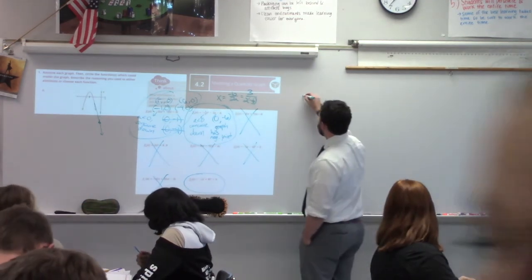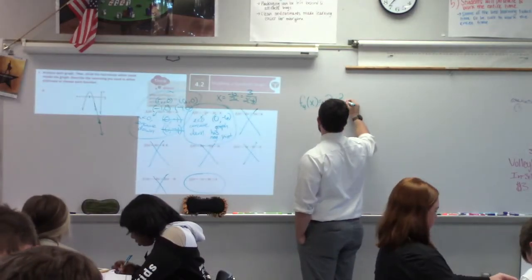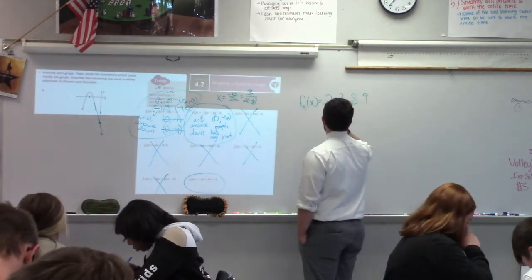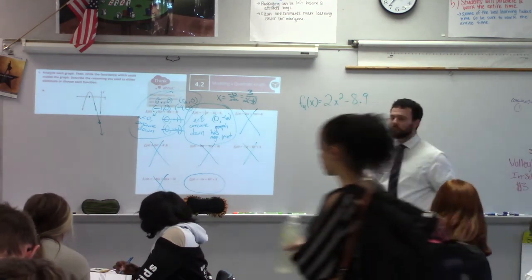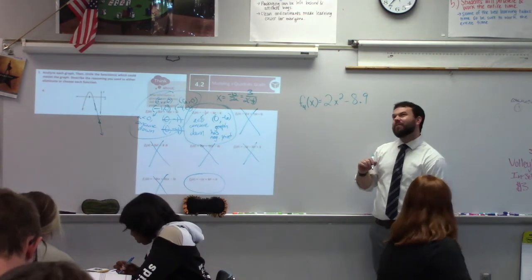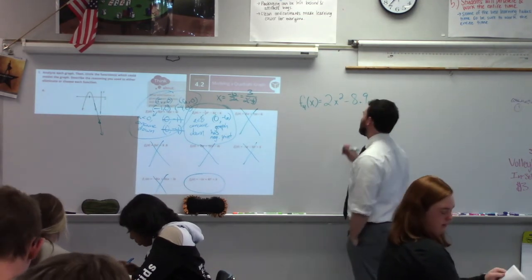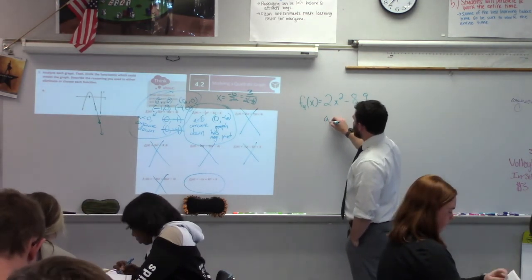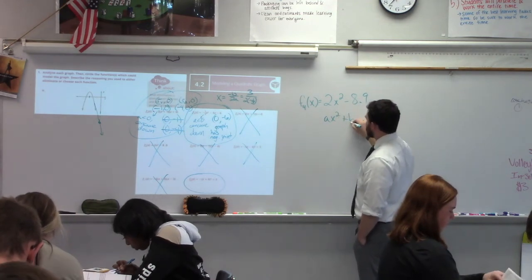F4. Okay, so if I look at F4 of x, it's equal to 2x squared minus 8.9. What form is that in? It's not vertex. It could be vertex. I hadn't thought about it that way. I was thinking standard form.